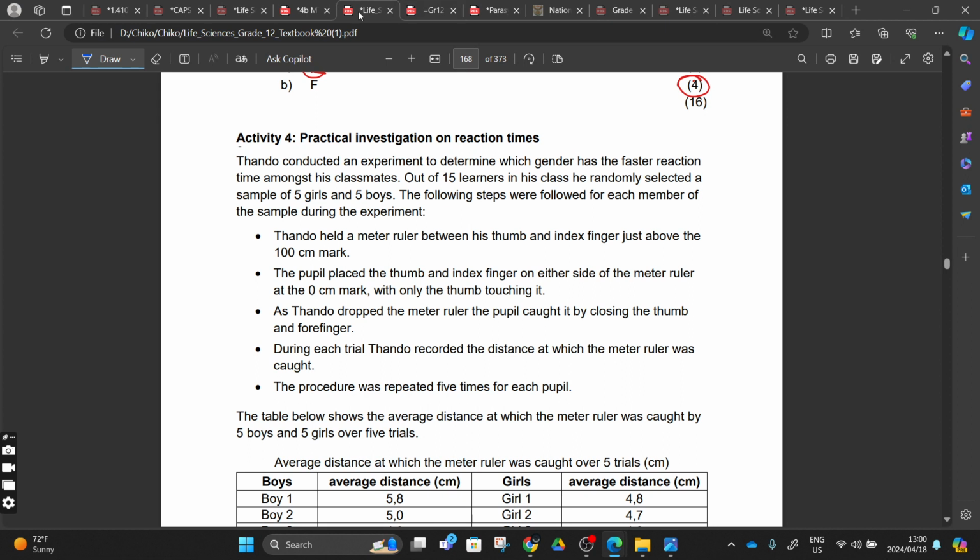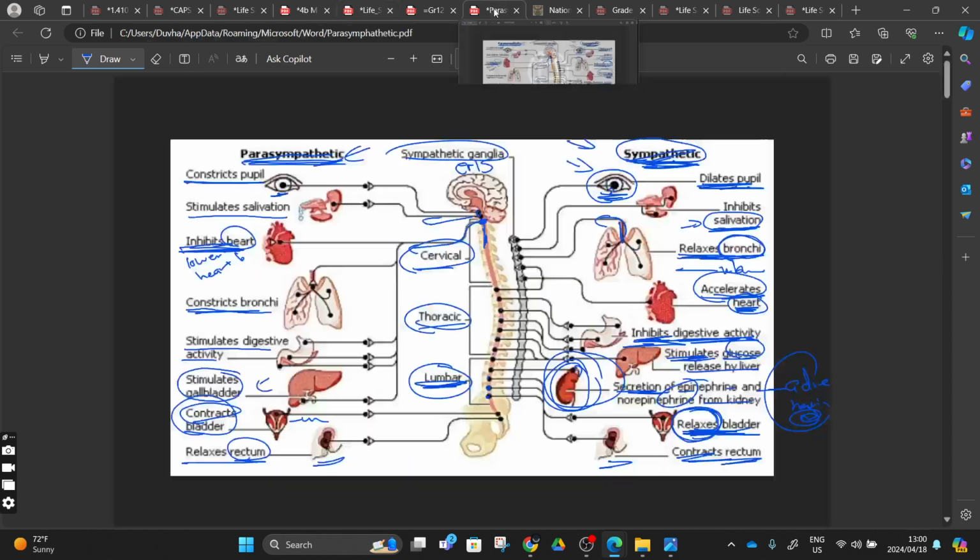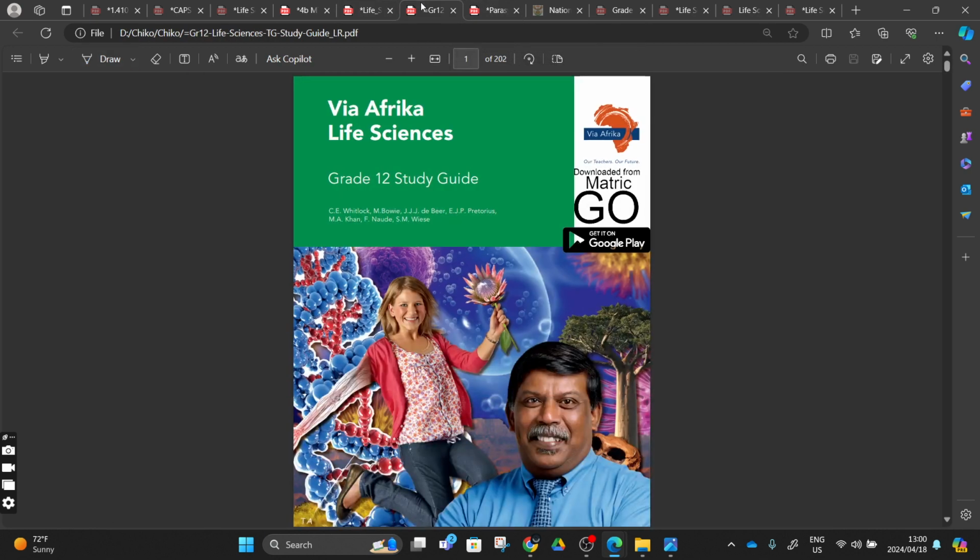So here's the activity today, the practical investigation. I'll be fast because I can see my time is up, right? Activity 4, the practical investigation. Let's do this. We can write there, right?